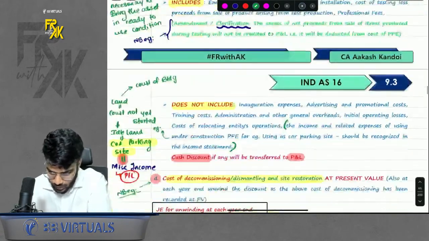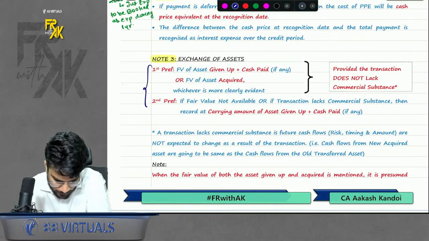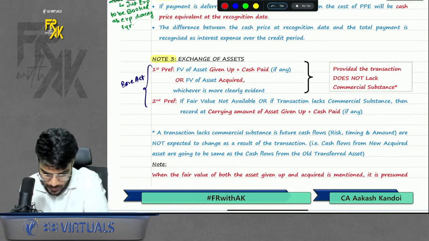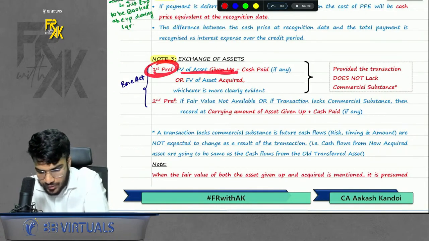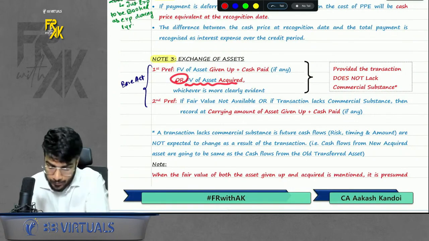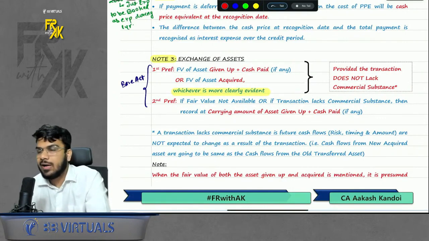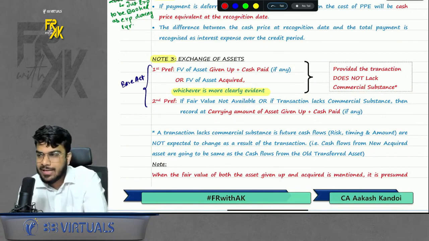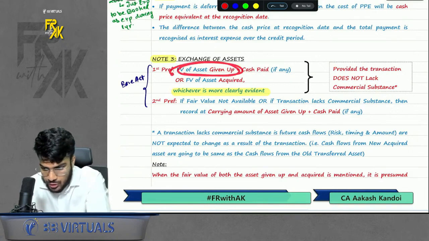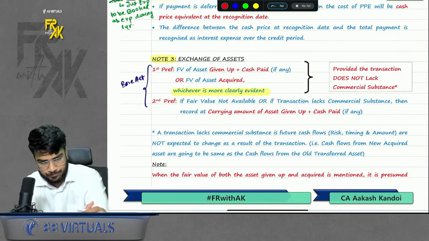See, come to your notes. If you see note number 3, this is what the Bare Act has to say. So the Bare Act has only two preferences. The first preference is the fair value of the asset given up plus cash paid, or the fair value of the asset acquired, whichever is more clearly evident. So the Bare Act doesn't treat them differently. It is written that you will give first preference to either given up or acquired, whichever is more clearly available or evident.